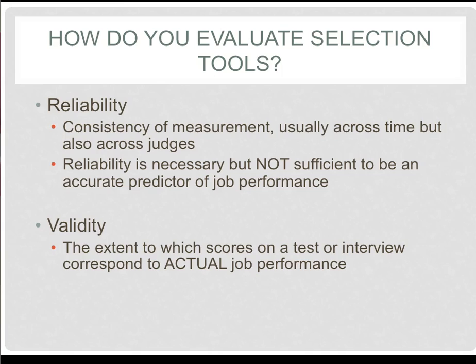So reliability is important first and foremost for a measure. It has to give you very consistent results, but it also has to be accurate. So the reliability just makes sure it's consistent. The validity is the element that makes sure that it actually measures what it says it's supposed to be measuring, and that it does it in an accurate manner.